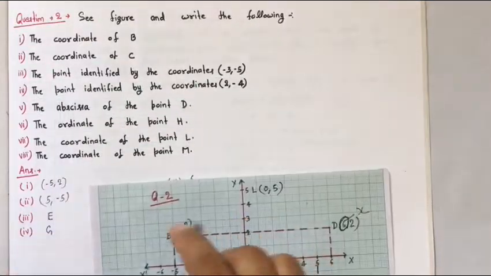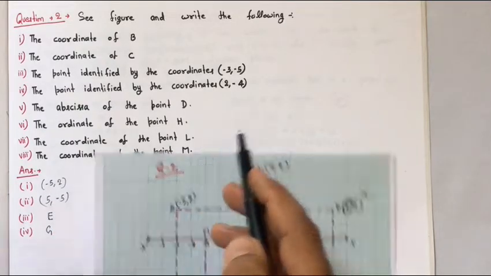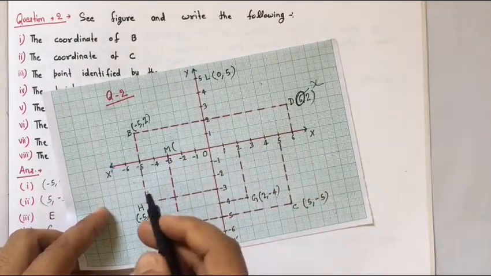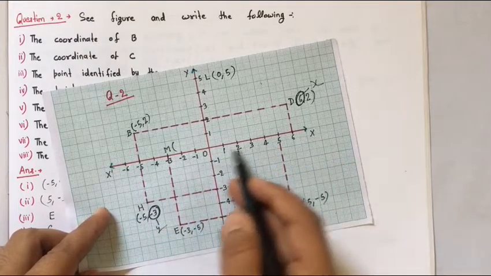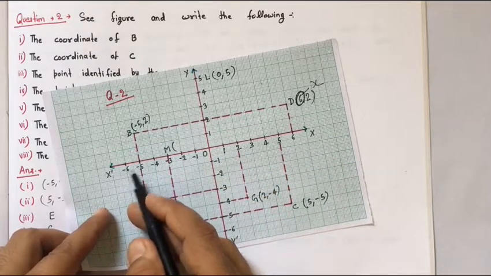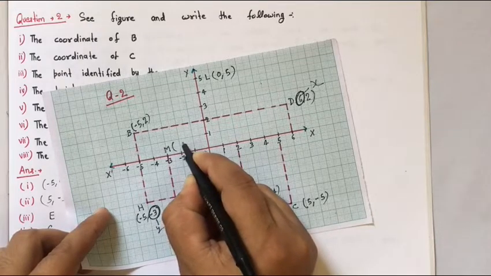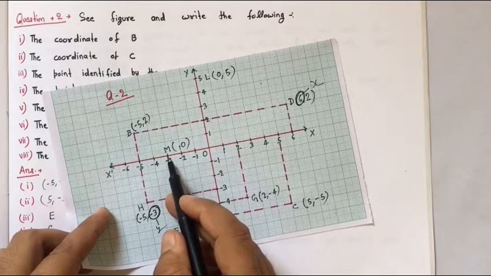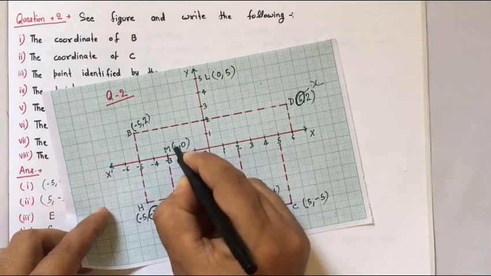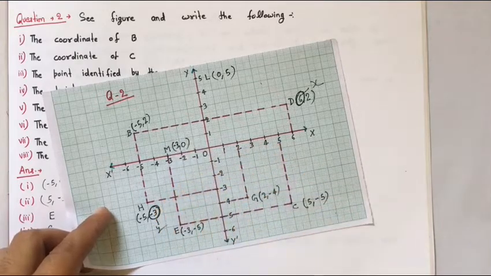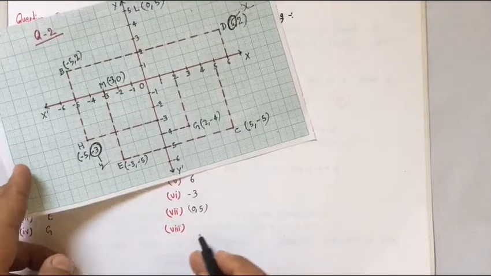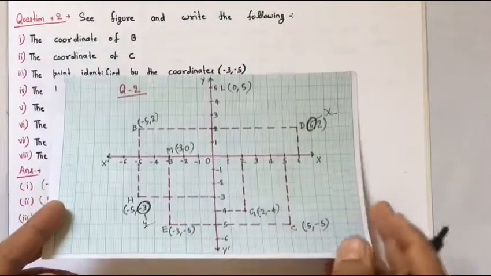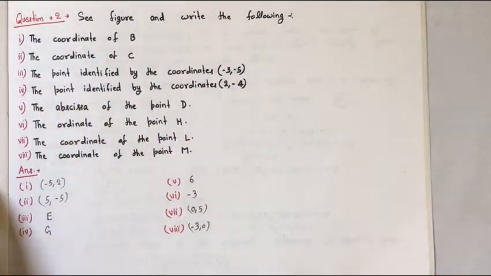Now the last question is the coordinate of point M. This is your point M. And you look here that point M is on the x-axis. And if point M is on the x-axis, it means the value of y is 0. Now on the x-axis, where is it? -3. So x is -3. So the coordinate is -3, 0. Write down the answer -3, 0. Okay, so this is your final answer.